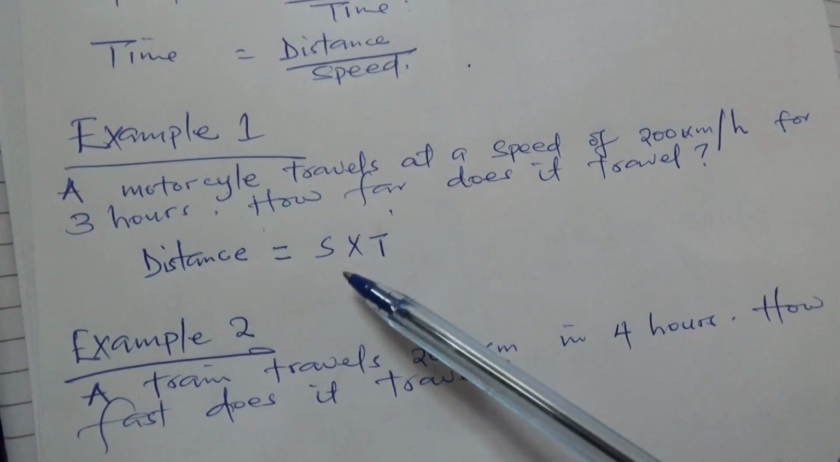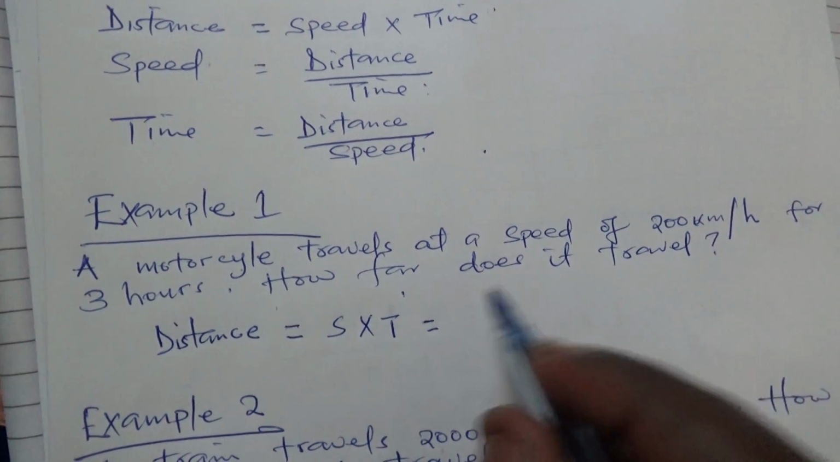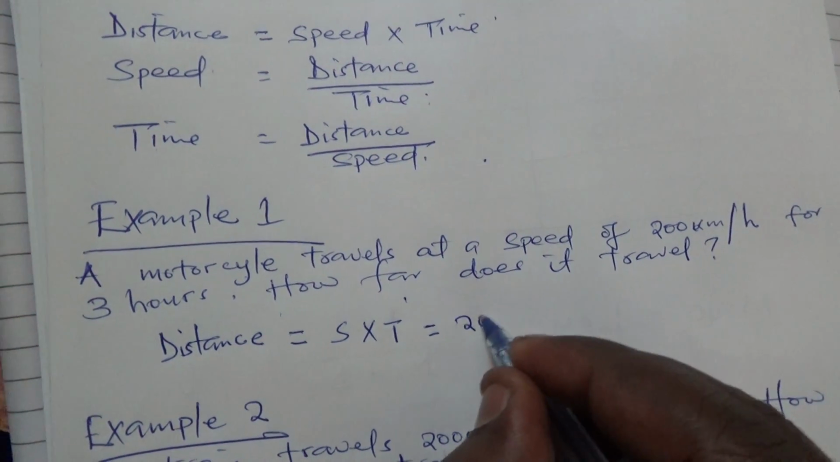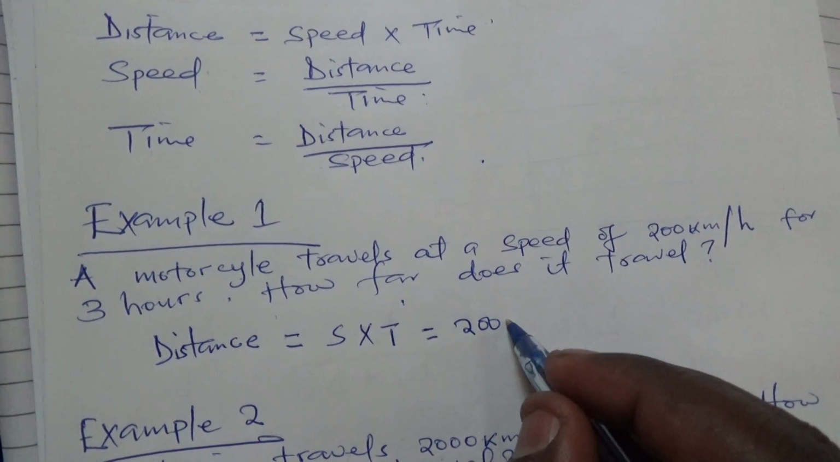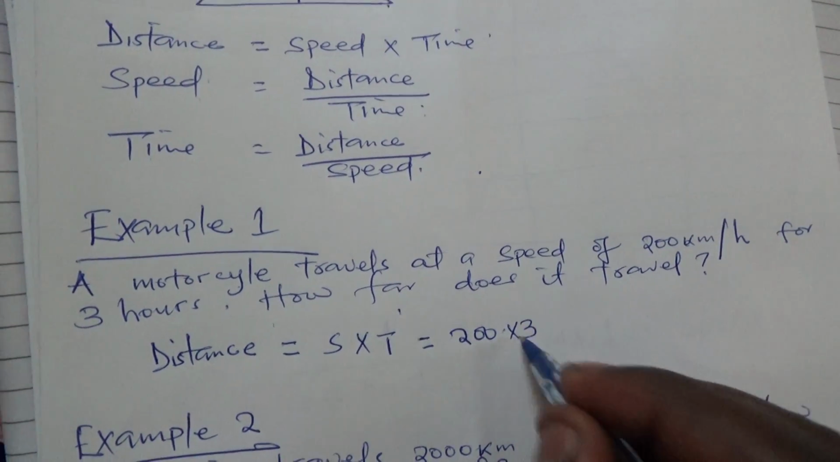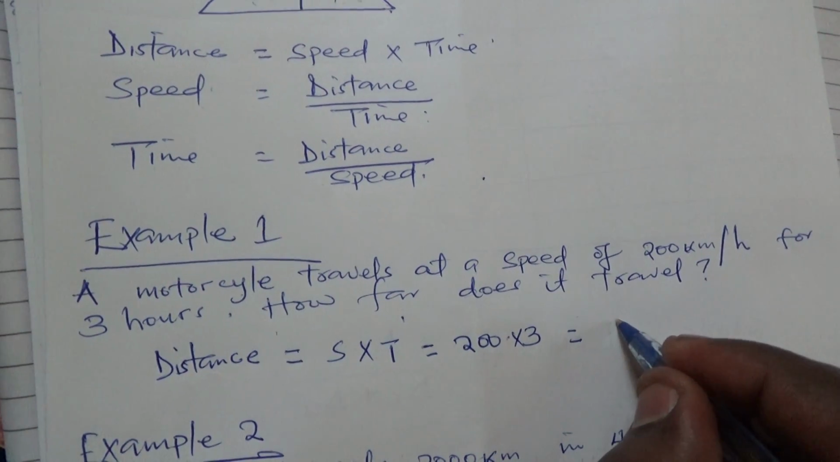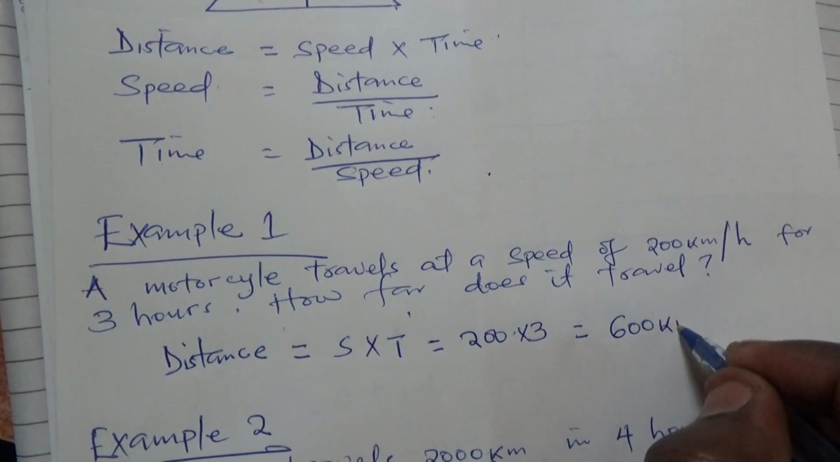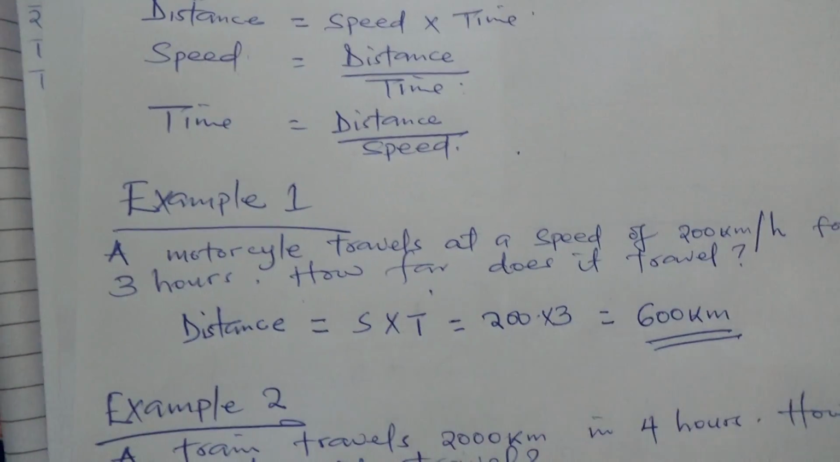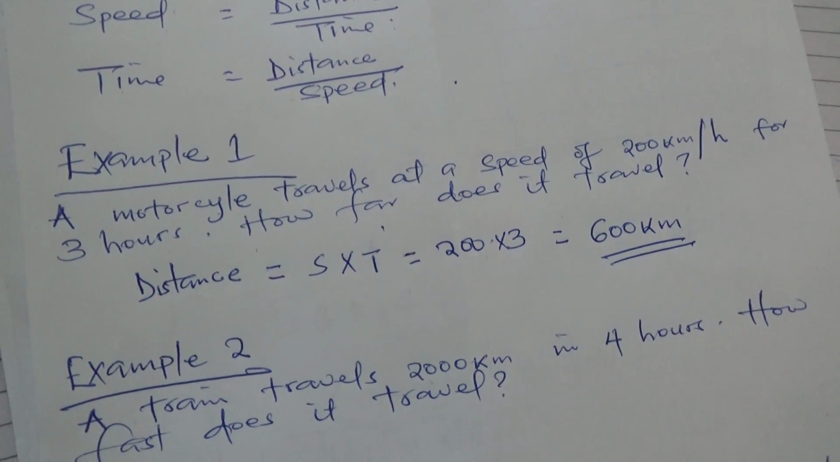Distance is equivalent to speed times time, whereby speed is 200 kilometers per hour times time, which is 3 hours. So the total distance covered is going to be 600 kilometers. So that is the answer. All right.